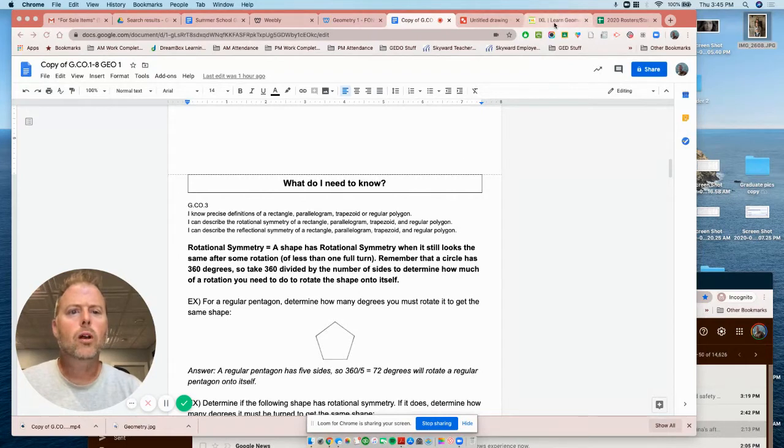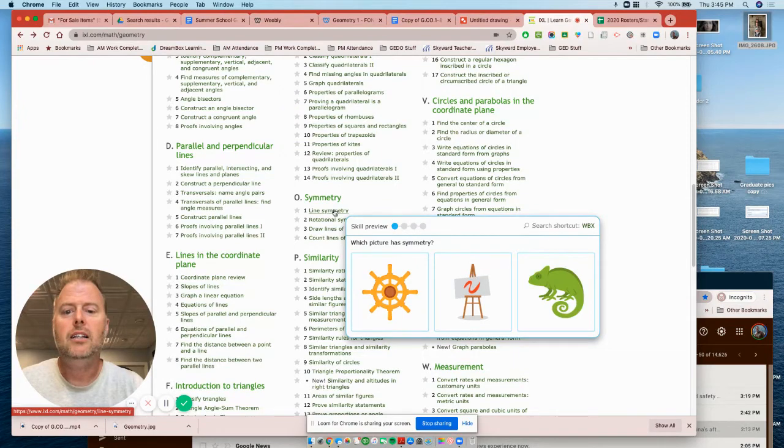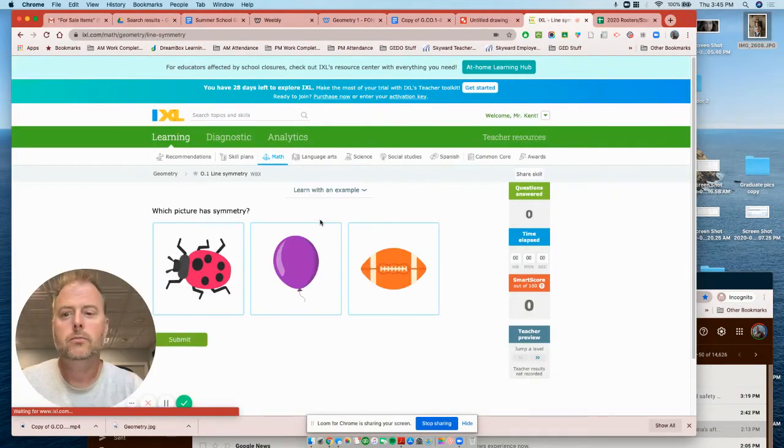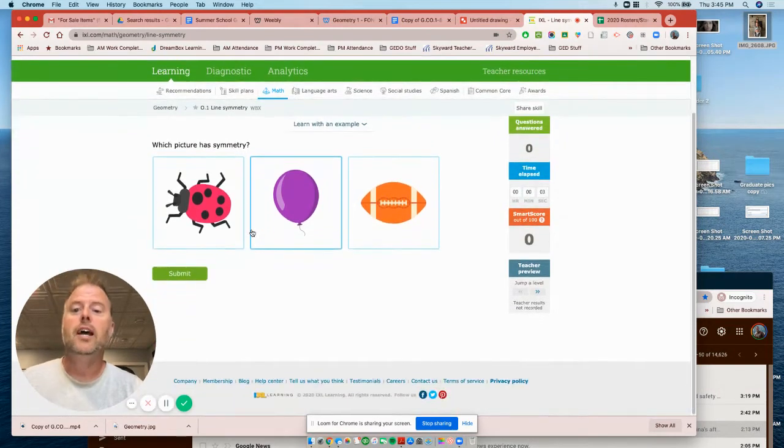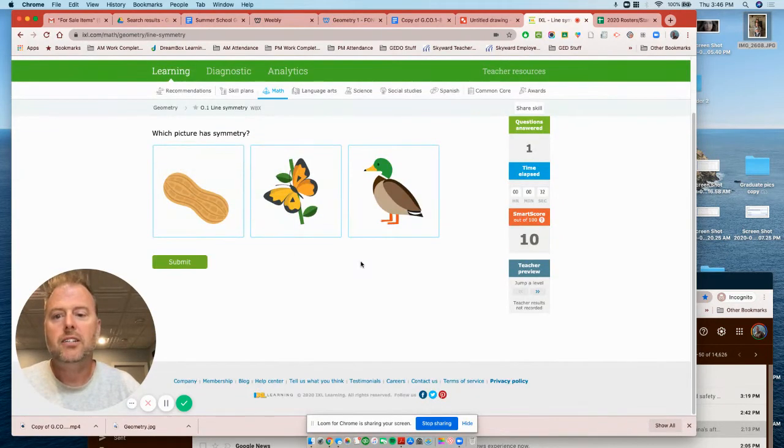So what I want to show you here then is some practice with symmetry and knowing those different types of symmetry. If I look here at line symmetry, for example, it's going to ask me which picture here has symmetry. Well, you'll notice that the ladybug is not exactly the same. If you drew a line down the middle, you wouldn't get the same thing on both sides. Similar, but not quite exactly the same. Same thing with the balloon. Because of the shadow on the one side, you're not going to get the same image on both sides. But the football, I would be able to draw a line down the middle of the football and get exactly the same image on both sides. So if I submit that, it shows me that is correct.